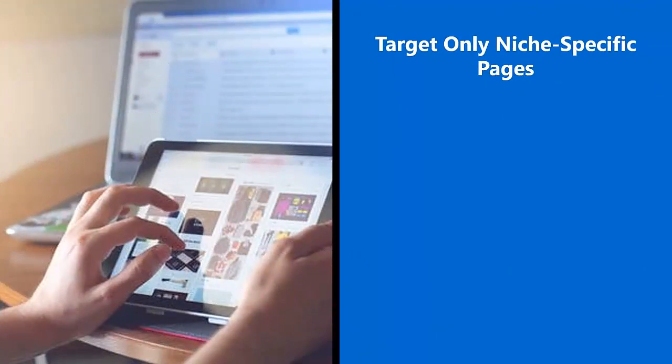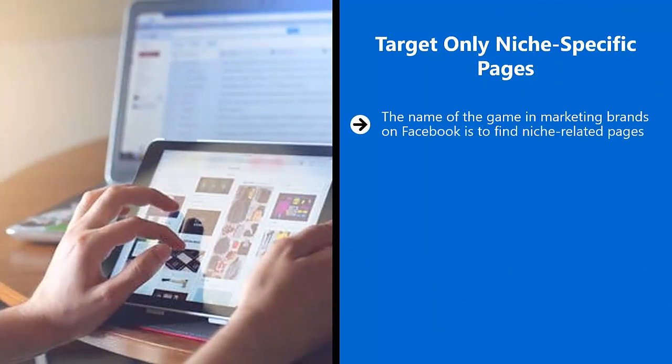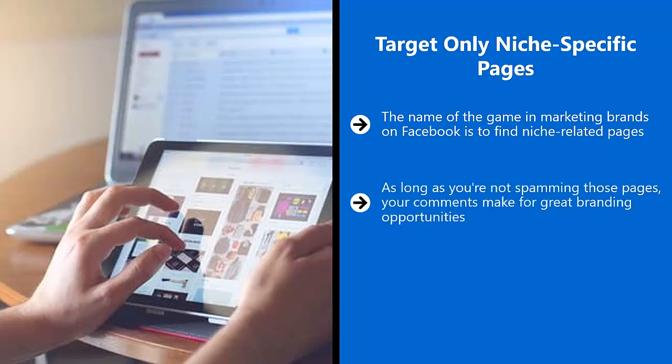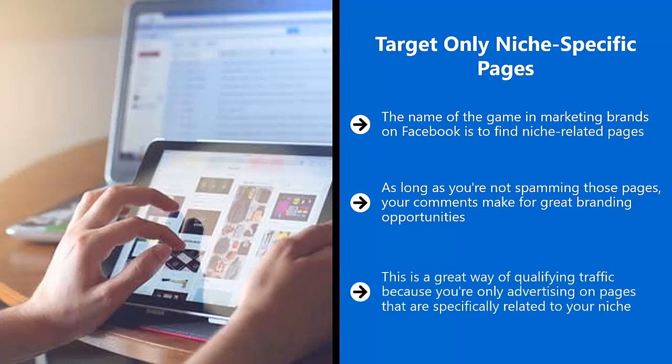Target only niche-specific pages. The name of the game in marketing brands on Facebook is to find niche-related pages. Since the people that go to those pages are already interested in the same niche you're in, the more active you are in those pages' comment section, the more visible your brand becomes. As long as you're not spamming those pages, your comments make for great branding opportunities. Your comments, which are linked to your Facebook page profile, can actually pull traffic from those pages. This is a great way of qualifying traffic because you're only advertising on pages that are specifically related to your niche.